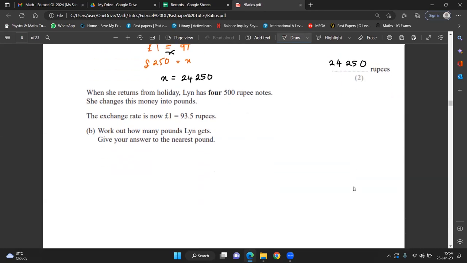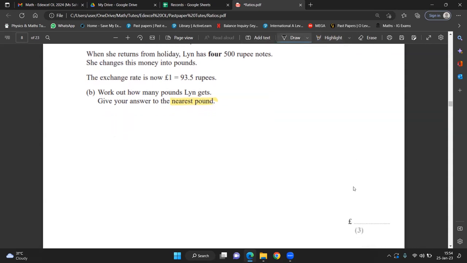Right. When she returns from holiday, she has 4 500 rupee notes. She changes this money into pounds. The exchange rate now is £1 equals 93.5 rupees. Work out how many pounds she gets to the nearest pound. Underline nearest pound. Okay. Vidruth, tell me the formula we have to write. £1 equals 93.5 rupees. I need all of you to focus.